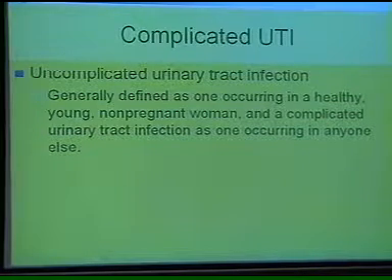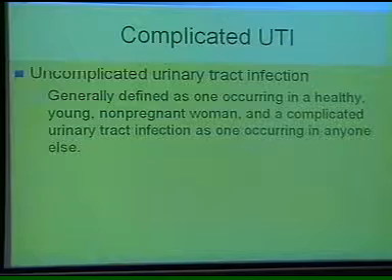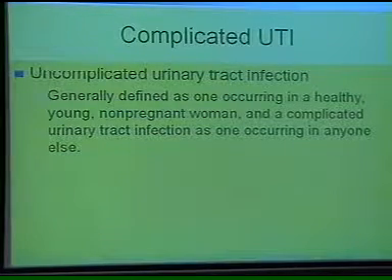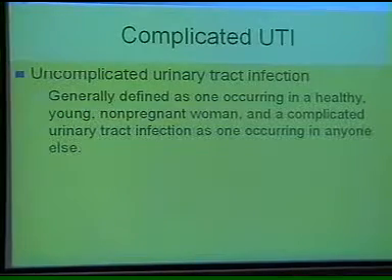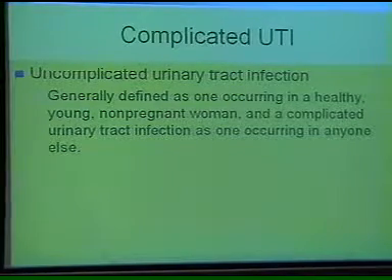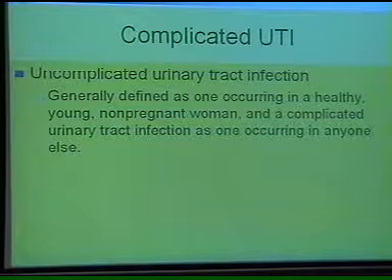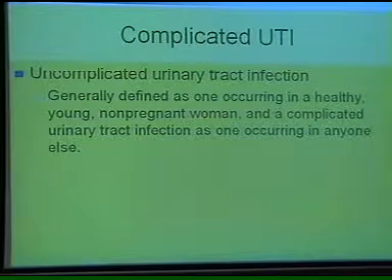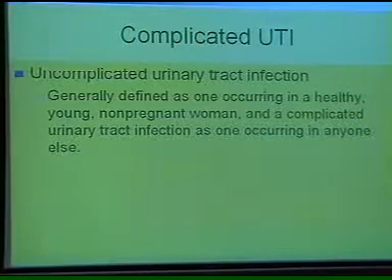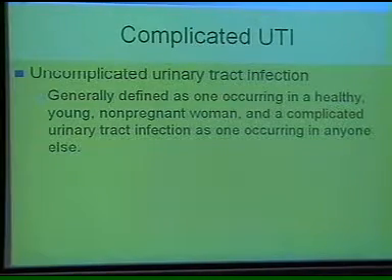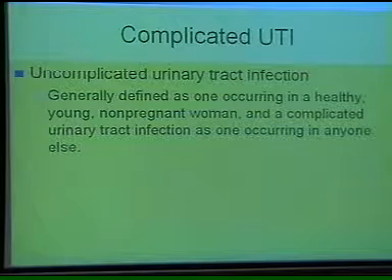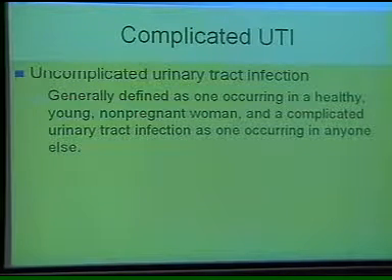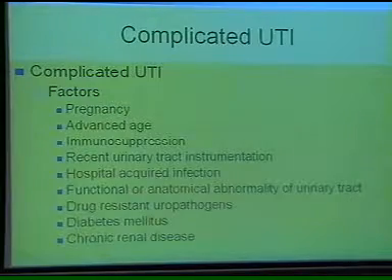What is an uncomplicated urinary tract infection? When the patient presents to you, it's very hard to know whether the patient has a complicated or uncomplicated infection. So as a general rule, to simplify things, an uncomplicated infection is defined as one occurring in a healthy, young, non-pregnant female, and a complicated infection as one occurring in anyone else. So all other patients except this healthy, young, non-pregnant female, always suspect a complicated infection, unless the workup denotes otherwise.